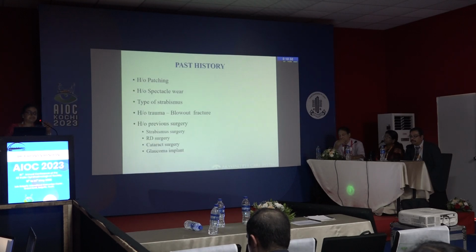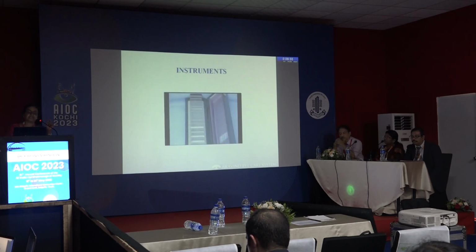Then past history, if the child has already been treated by somebody, is there a history of patching? History of spectacle wear, because accommodative esotropias, or even sometimes intermittent exotropias or even constant exotropias, can be associated with myopia. Then the type of strabismus and blowout fractures. We're talking about restrictive pathology like blowout fracture; thyroid disease can present with a picture of strabismus. And any history of previous surgery, because detachment surgeries, glaucoma implants, cataract surgeries, your superior bridle suture can sometimes injure and cause strabismus. So probe into the history, a detailed history.